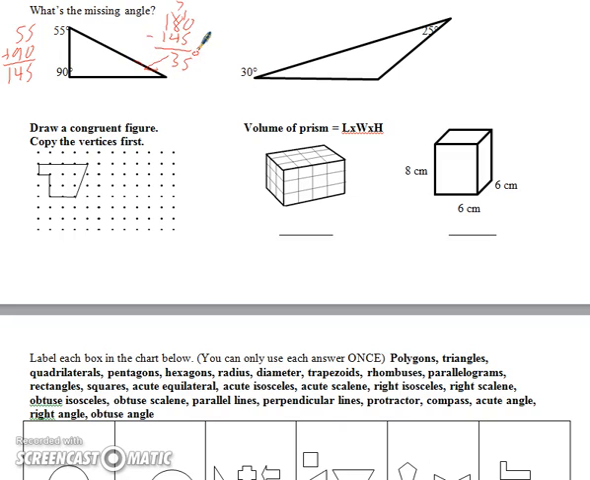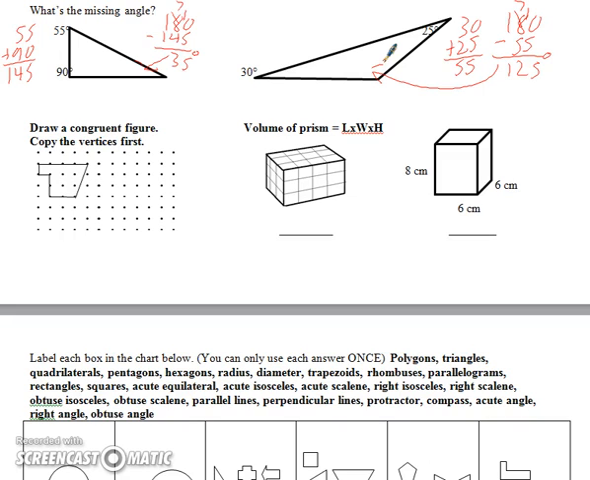Over here, the same kind of thing. I'm going to add them. I got 30 plus 25, which is 55. Subtract 180 minus 55. Borrowing again. 125 degrees, which makes sense because if you look at it, it's obviously an obtuse angle.